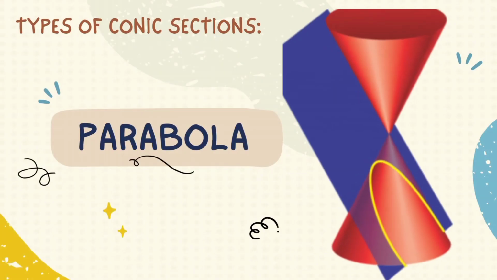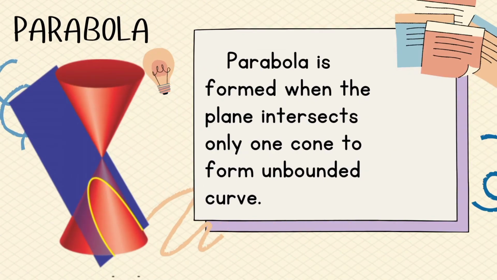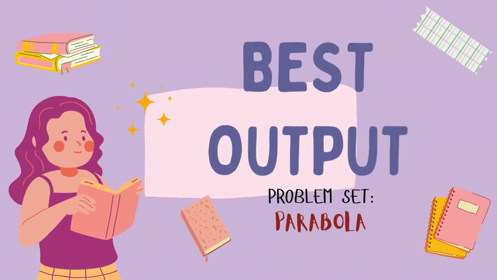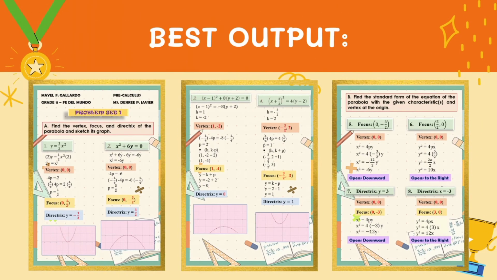The third type of conic section is parabola. Parabola is formed when the plane intersects only one cone to form an unbounded curve, resulting in a U-shaped curve that lies on the plane. This is the best output in this topic. We were asked to solve and graph the following problem set.